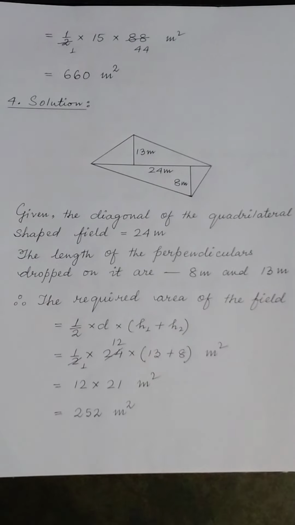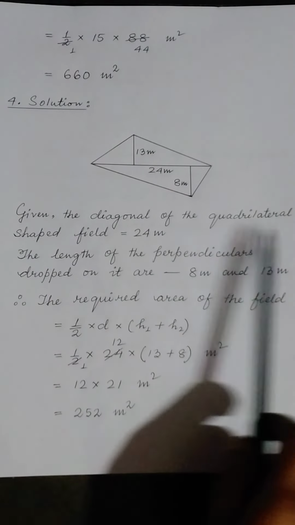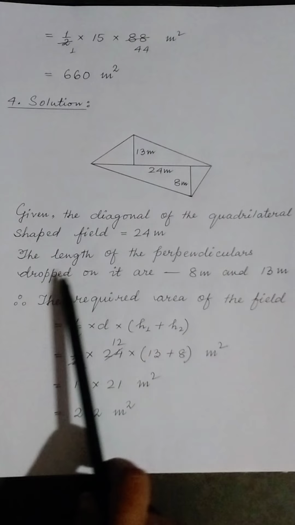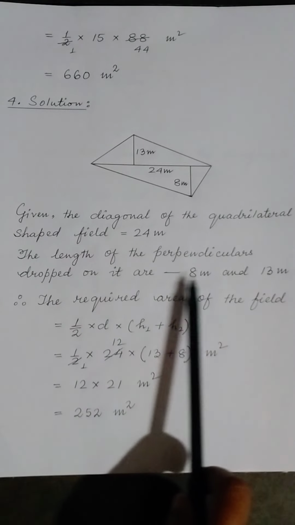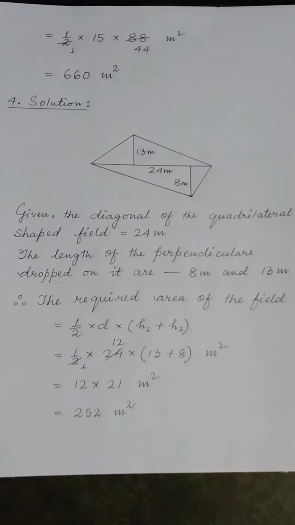Okay. Now given the diagonal of the quadrilateral shaped field is 24 meter, the lengths of the perpendiculars dropped on it are 8 meter and 13 meter. Always remember, my dear students, first of all you have to draw the figure if figure is there. Then you have to write the given information. Then you start with the formula, put the values in the formula and find the solution.